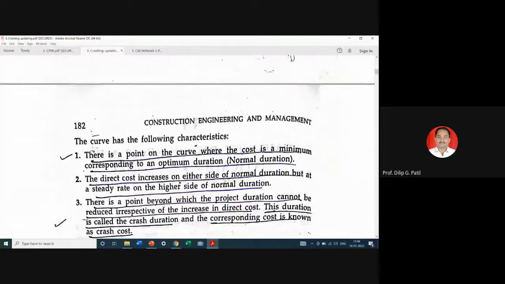So the curve has following characteristics. There is a point on the curve where the cost is minimum corresponding to optimum duration, that is normal duration.